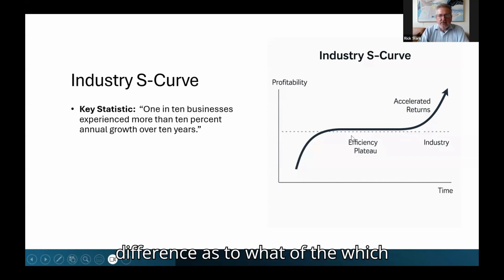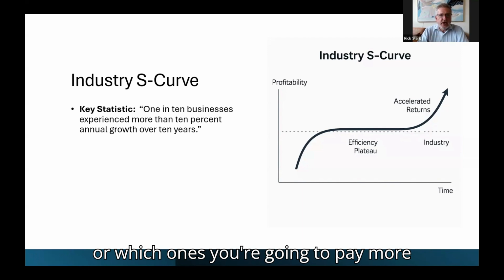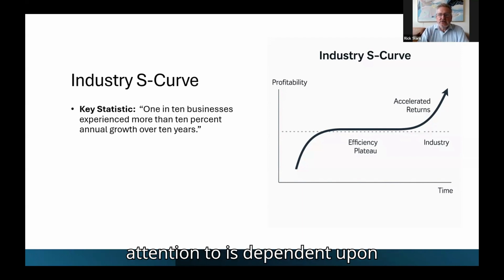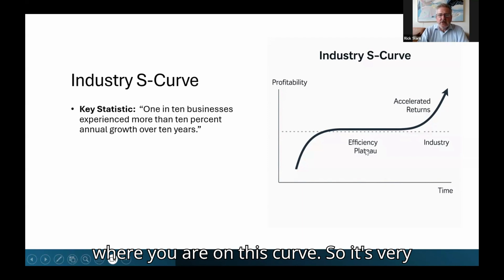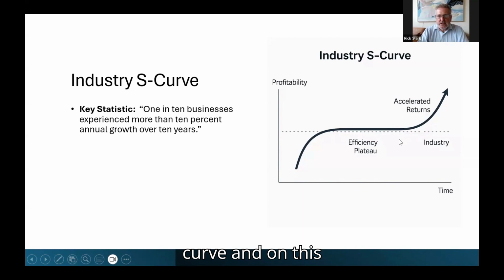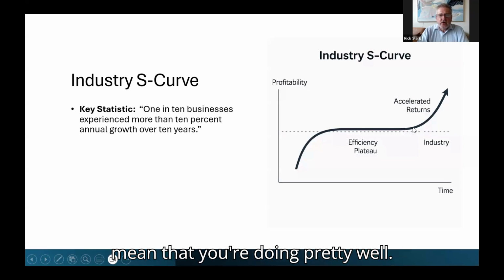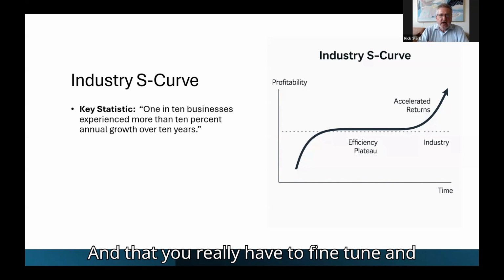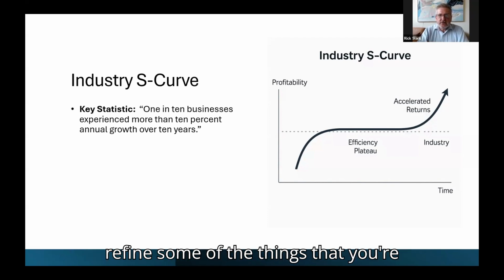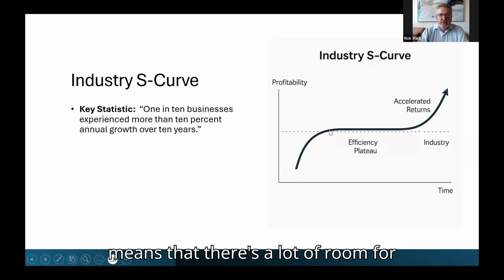It really makes a big difference which ones of the 10 you are going to use, or which ones you're going to pay more attention to, depending upon where you are on this curve. So it's very important to identify yourself on this curve and on this industry line. If you're over to the right, that means you're doing pretty well and you really have to fine tune and refine some of the things you're doing. If you're on this tail end, that means there's a lot of room for improvement.